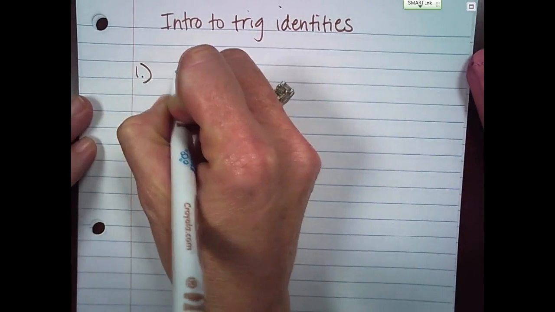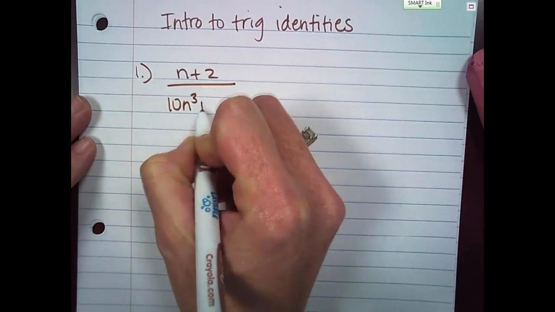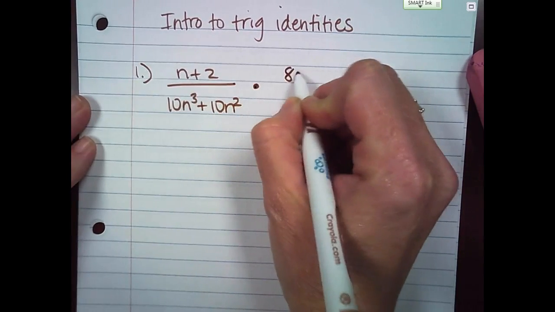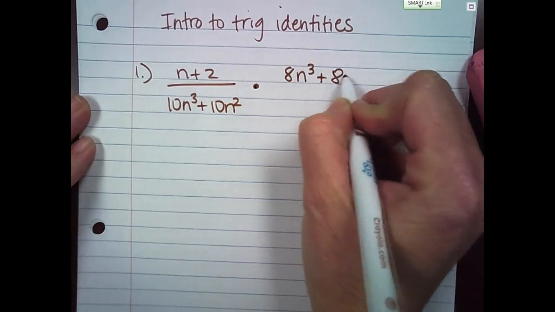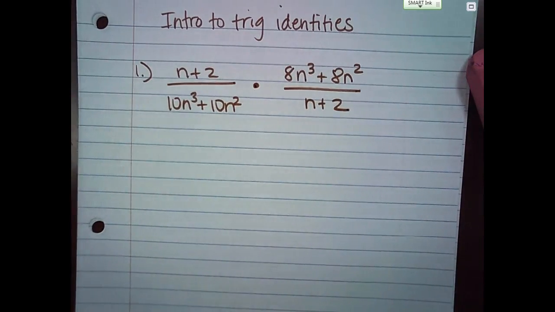Number 1 is (n plus 2) over (10n cubed plus 10n squared) times (8n cubed plus 8n squared) over (n plus 2).